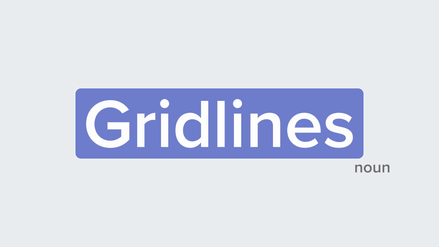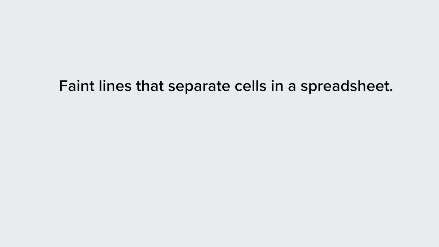This video explains what grid lines are. In simple terms, grid lines are the faint lines that visually separate cells in a spreadsheet. They help you see where one cell ends and another begins.